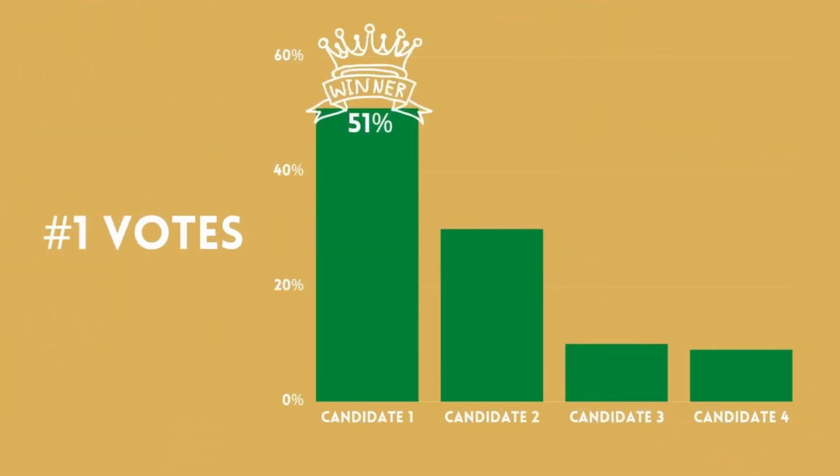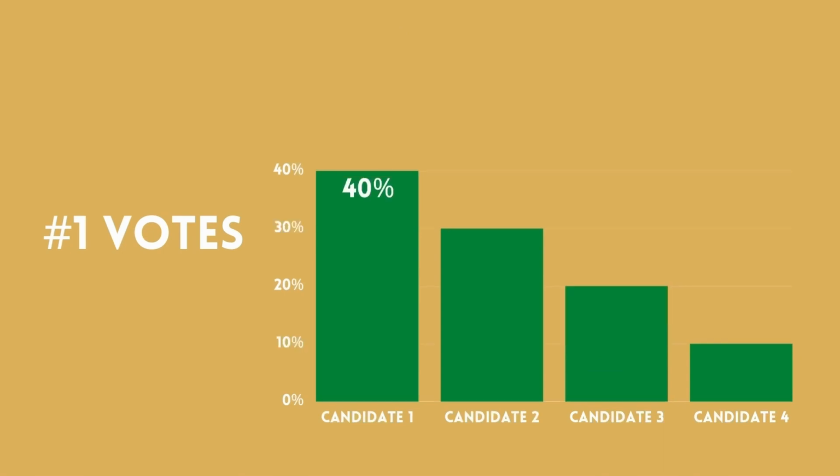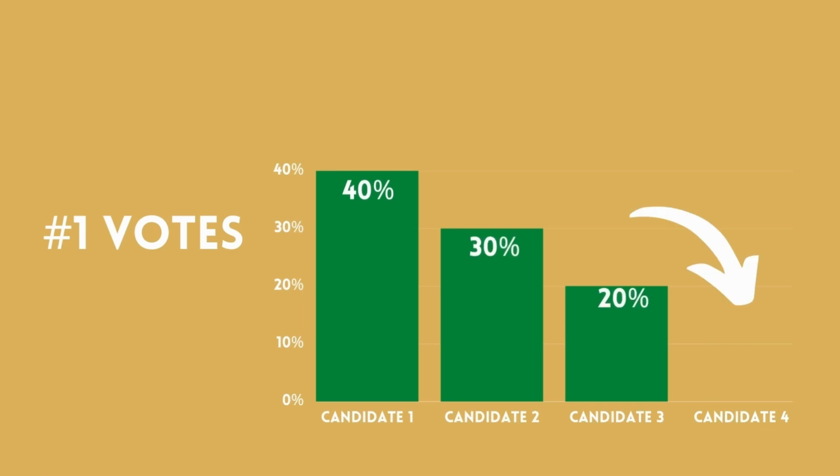When the votes are counted later, all the number one votes are counted first. If a candidate receives over 50% of the number one votes, they win automatically. However, if no one wins, the candidate with the least number of number one votes is eliminated. However, those votes are not lost. And here's where your preferences become so important.